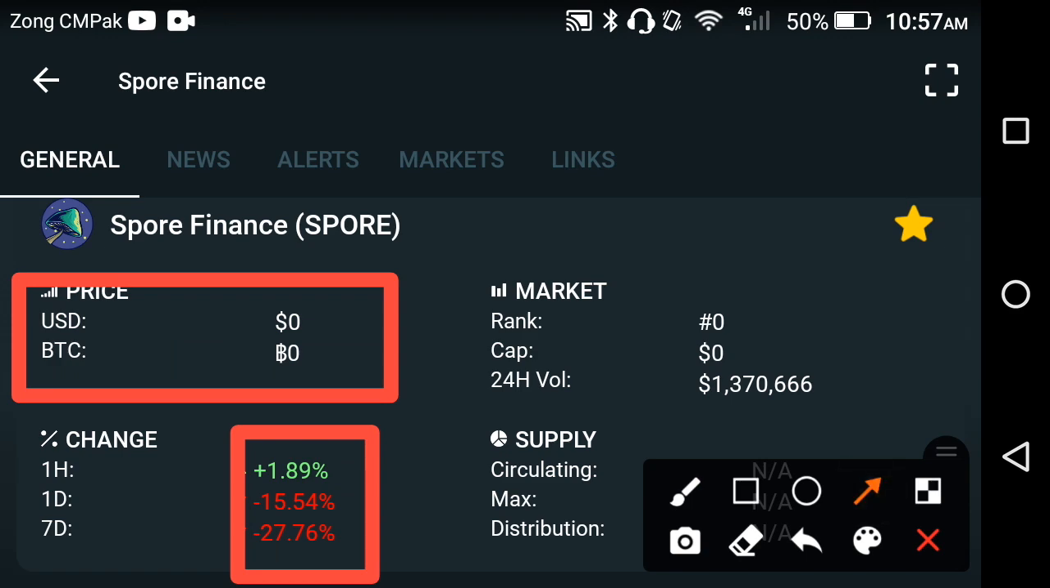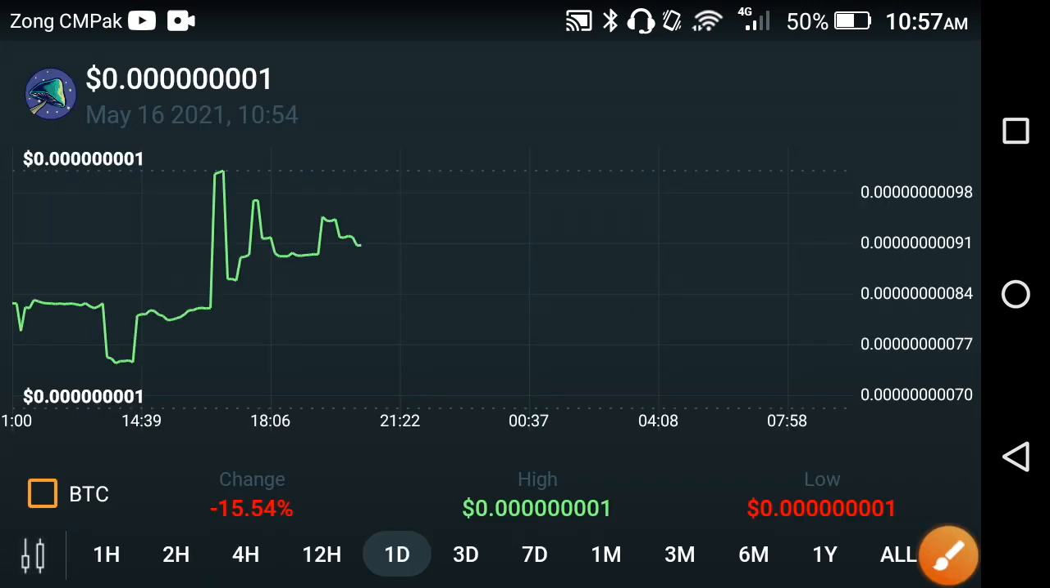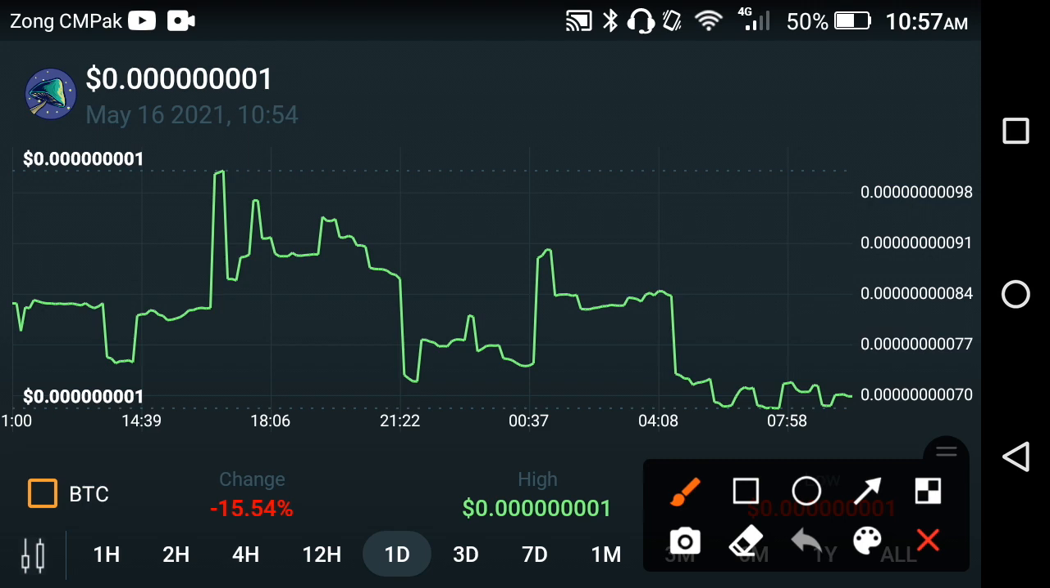If you look at the last 1 hour prices in the Spore, that's good news. That's a surprise for all of my viewers that the Spore finance price change is positive, friends, and the previous time change in the Spore finance is negative. Let's see the price chart for a better understanding, and let's see what's going on at this time in the Spore finance.